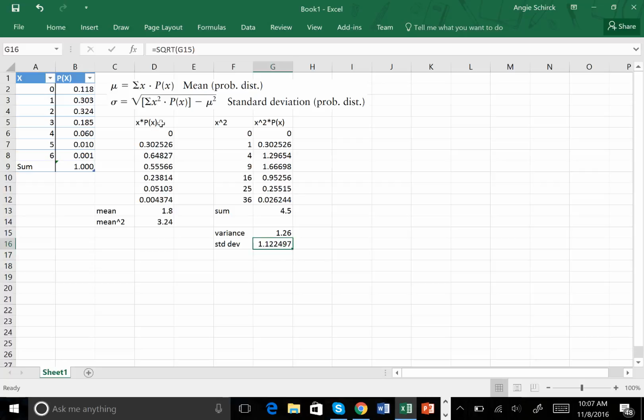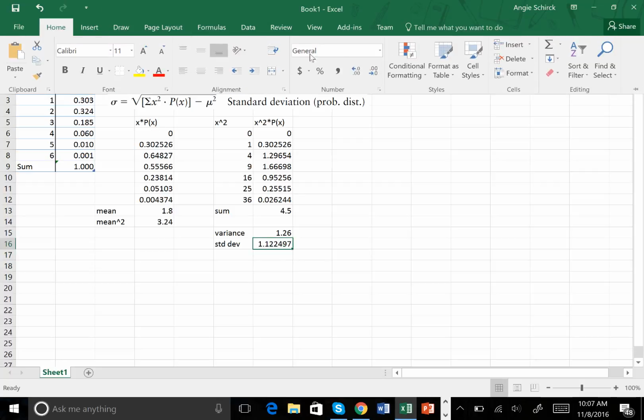So I'm going to go ahead and round my standard deviation. And we'll round it here to say 2 decimal places. And that's it.